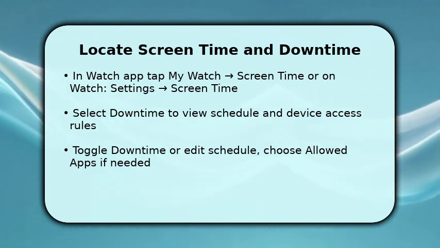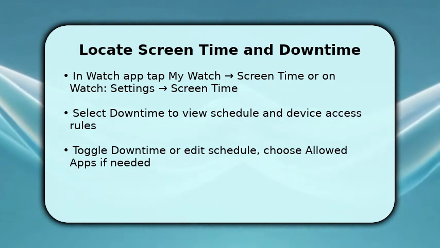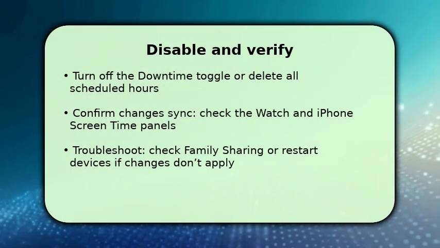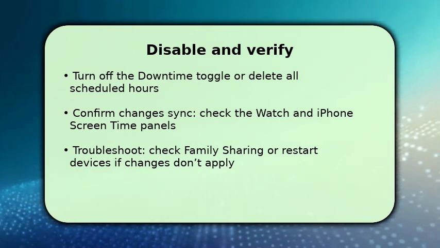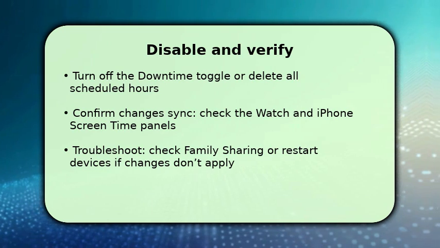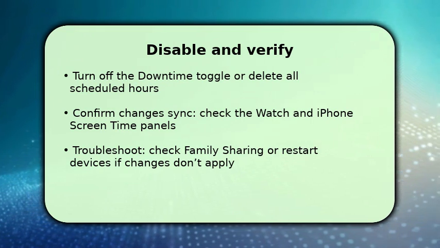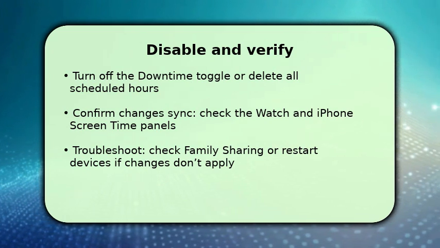Make sure to check whether screen time is managed by family sharing, because that changes permissions and where you must make edits. To finish, switch the downtime toggle off or remove any scheduled hours so restrictions stop immediately. After you disable downtime, verify the setting on both the watch and the iPhone screen time panels to ensure they're synced. If the change doesn't apply, check family sharing.